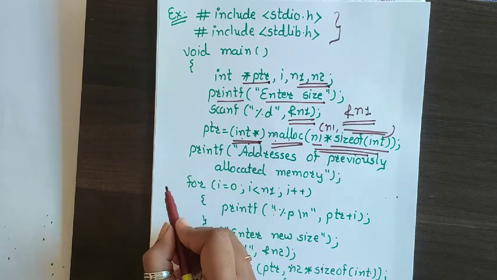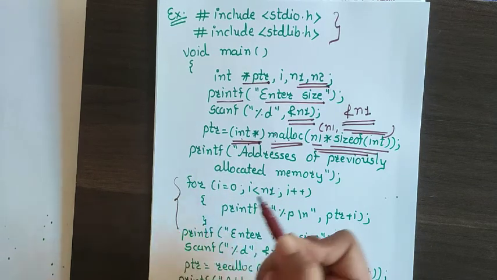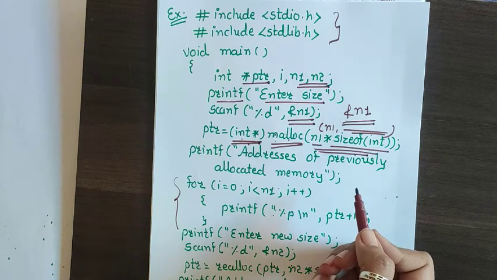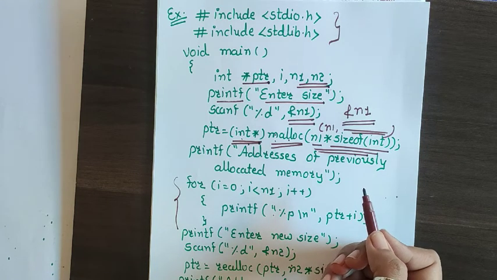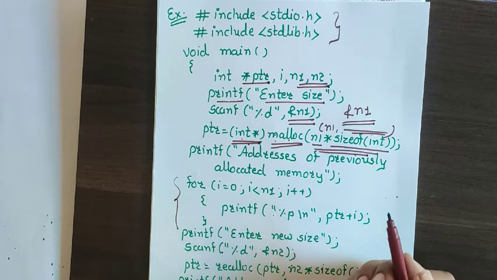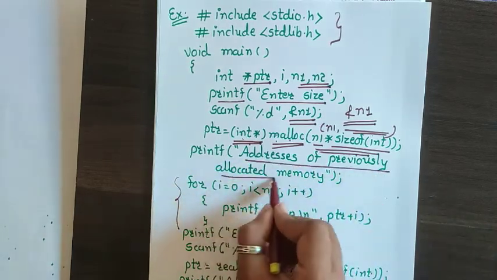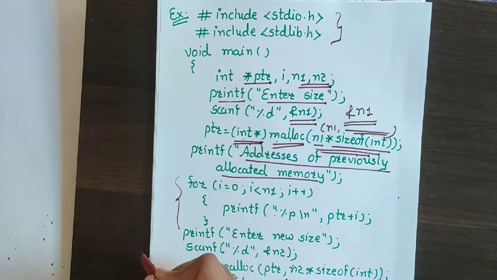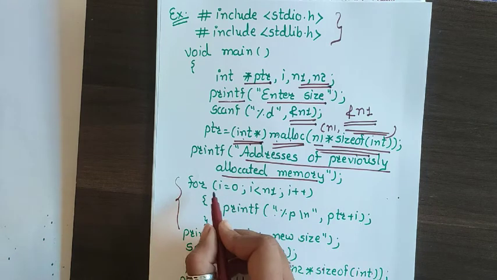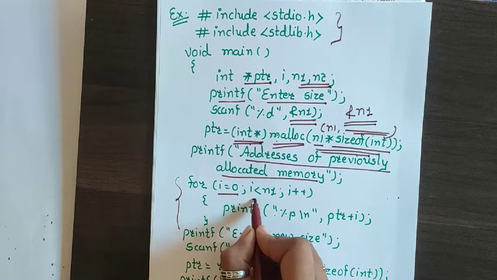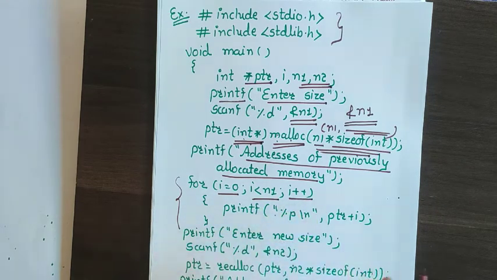Now what I'm doing here, I'm printing the locations only. I'm not entering the data for your concern. I'm just printing the memory address, right? So printf "addresses of the previously allocated memory". Whatever memory is allocated, it will print the address of that. So for that I'm using i = 0, i < n1, i++, right?